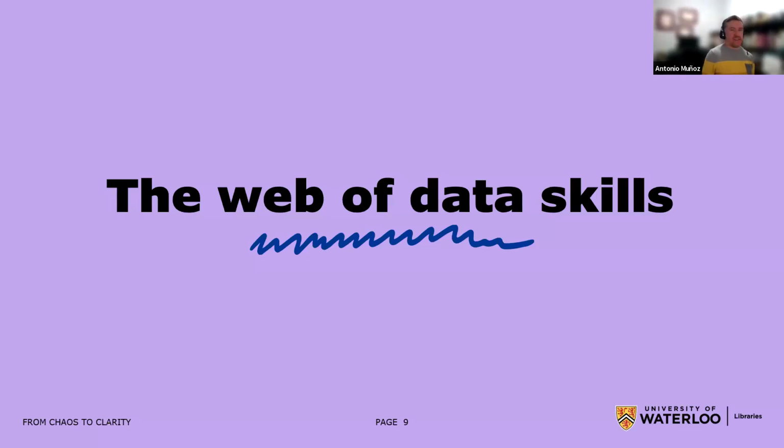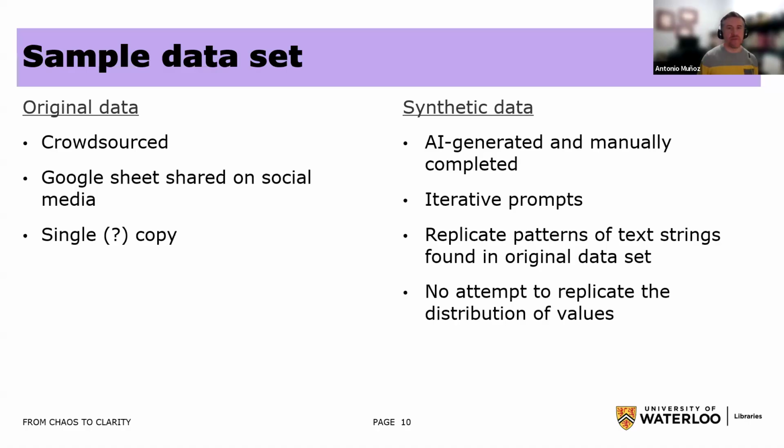We're going to now start looking at some of the data skills that we showed at the beginning, starting with the planning. But before we do that, I'm going to talk about a sample data set that we created for this workshop and an upcoming workshop. So when we were thinking about this particular workshop, we found a data set on Reddit that consists of information about hourly wages for co-op students at the University of Waterloo. And we thought it was a really cool data set.